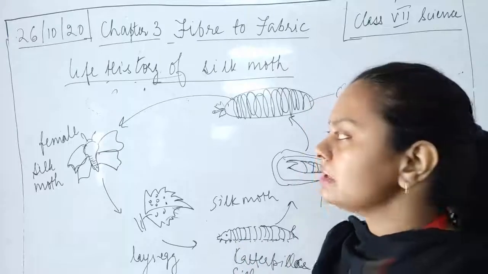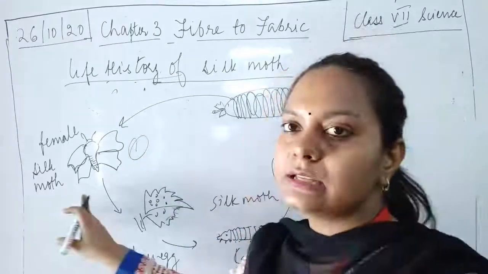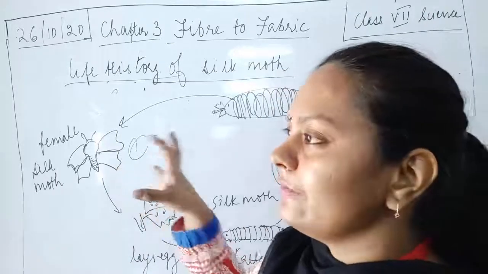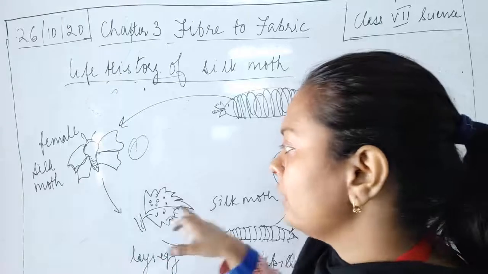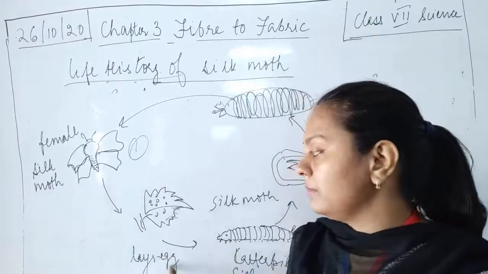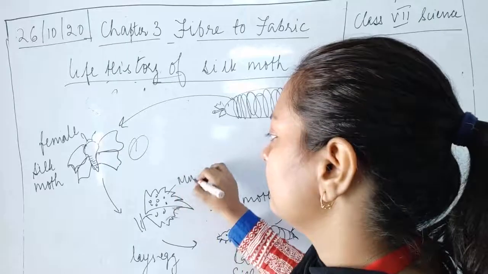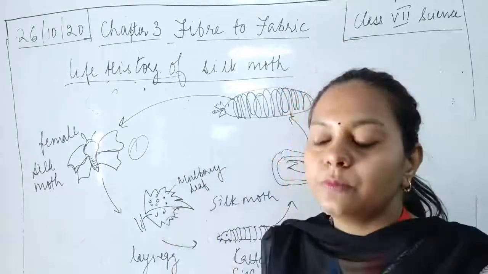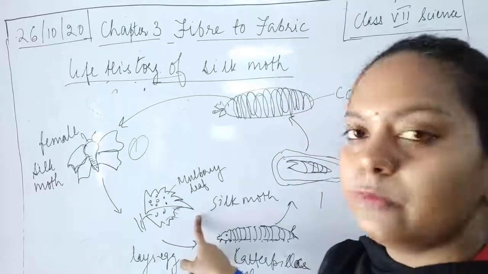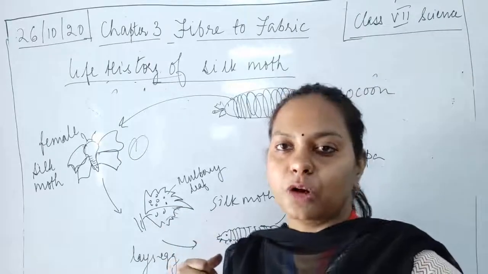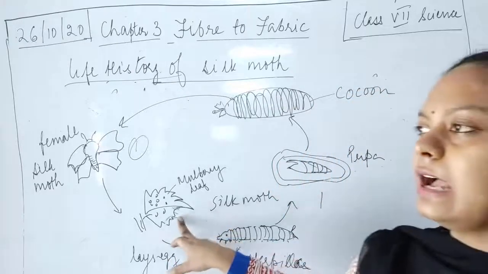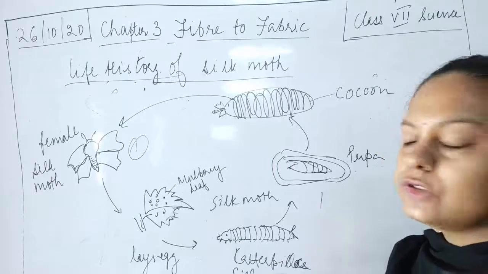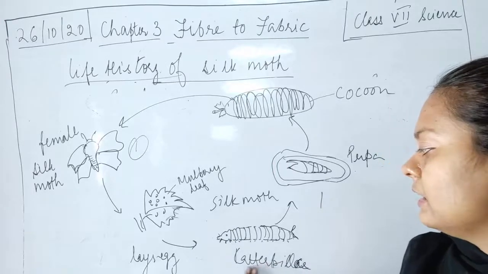Now we'll start from the first step, that is the female silk moth. The adult male and the female silk moth live, and then the female lays the eggs on the mulberry leaves. Mulberry leaves are the favorite food of this silk moth. After the hatching of the eggs, they give rise to the second step, called caterpillar.